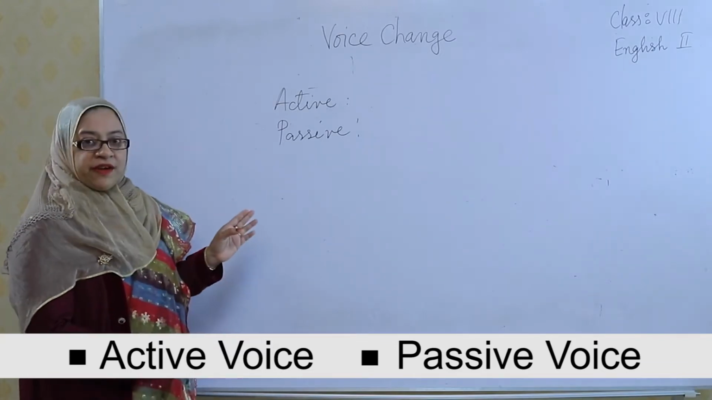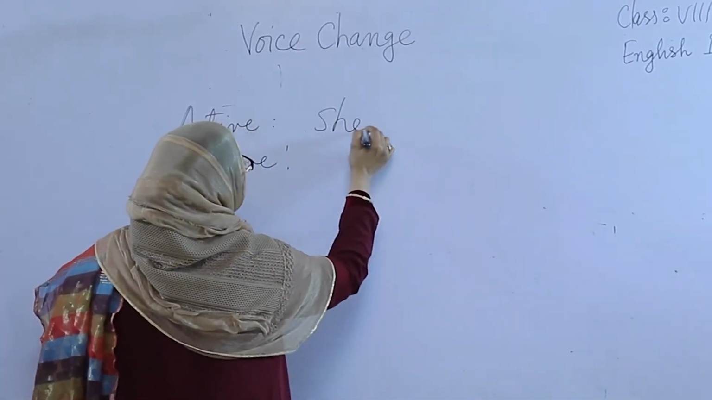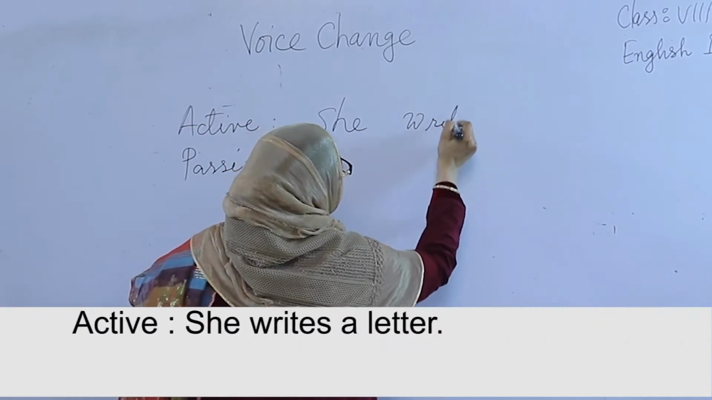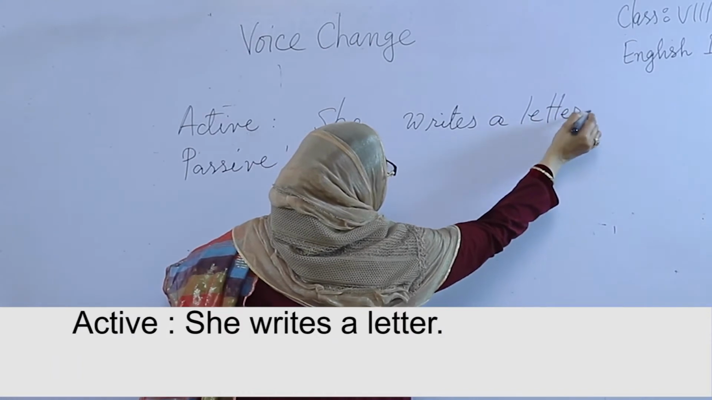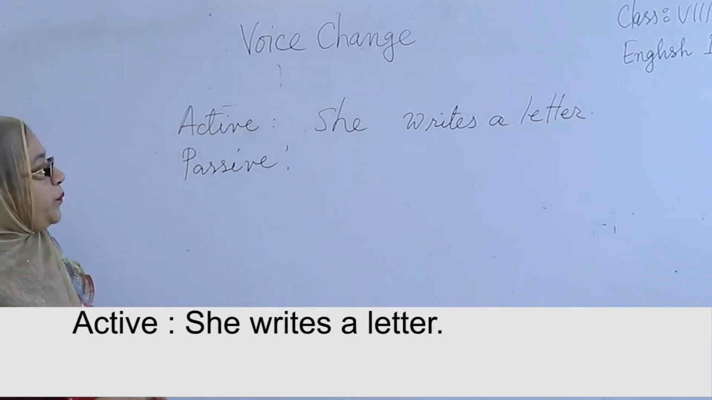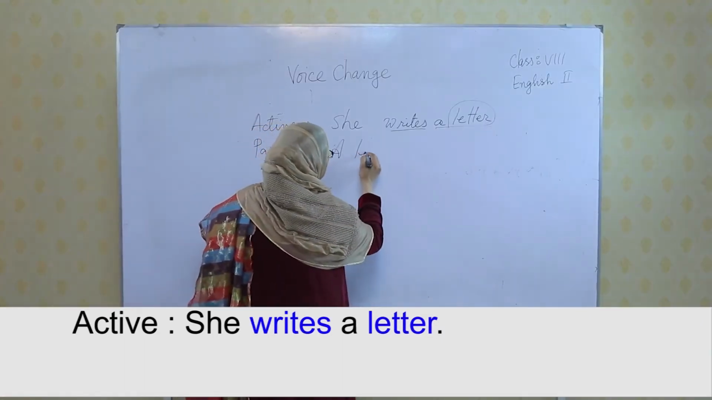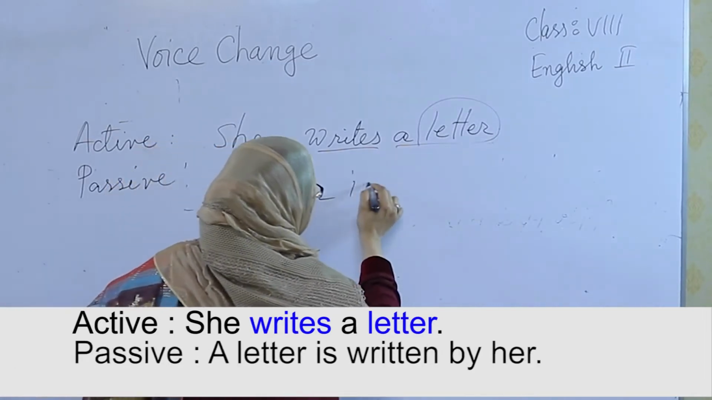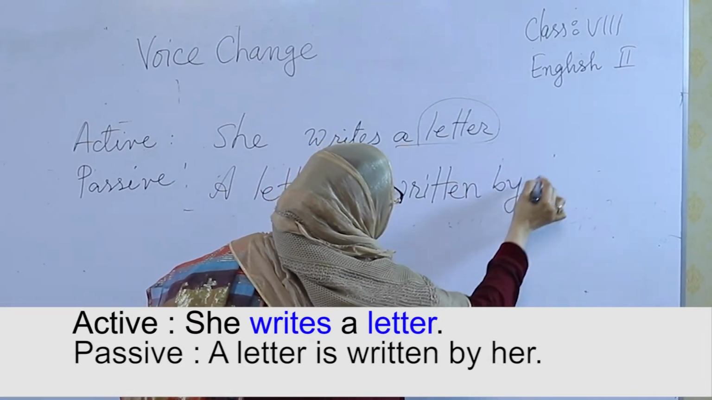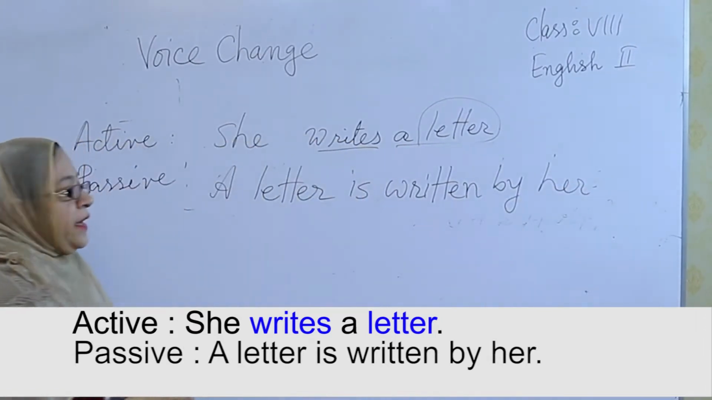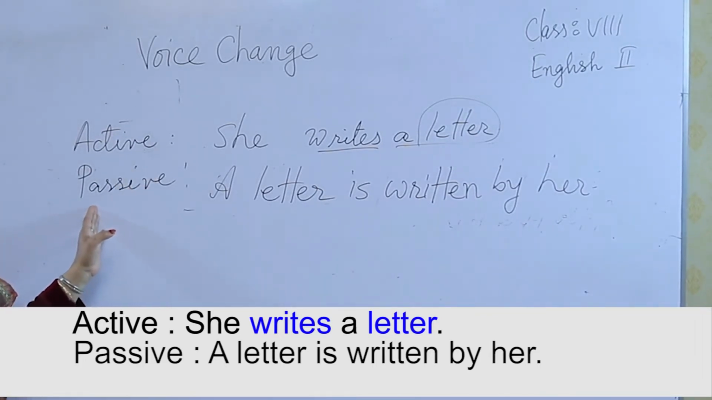So I will write some sentences, look at the board. This is an assertive sentence. I will turn it into passive. Look at the board. Here I turn the active voice to passive voice.